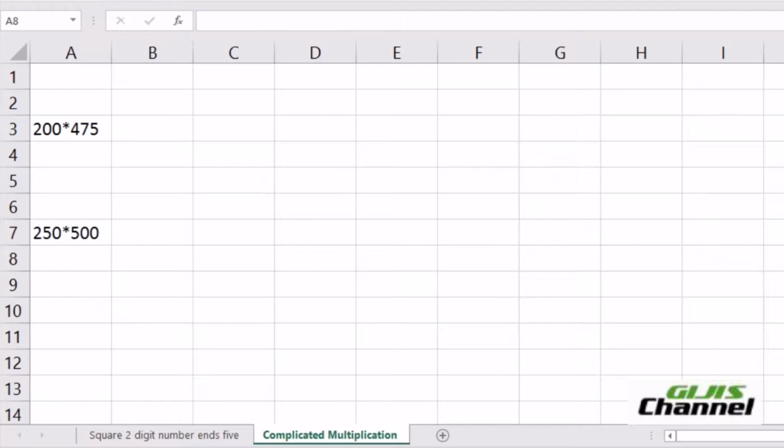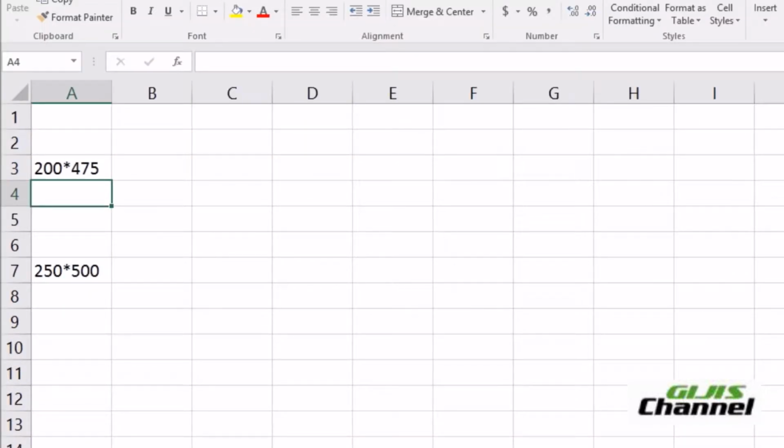Okay, let's see how to do a complicated multiplication here. So I have two numbers here. If it's 200 times 475, to do the complicated multiplication, the shortcut I am going to tell you has a condition: one of the numbers should be an even number. So here one of the numbers is even, 200 times 475. What do we need to do in this case? The first number is 200 and the second number is 475.